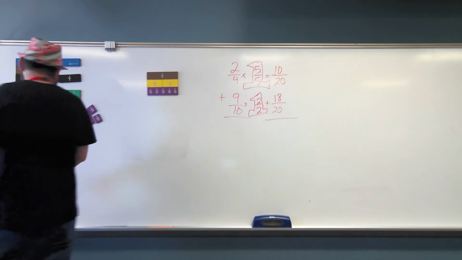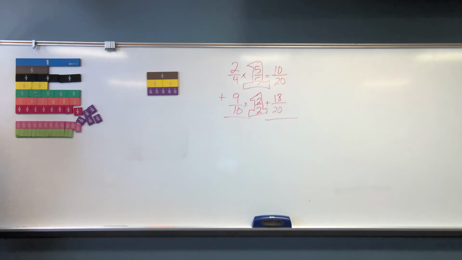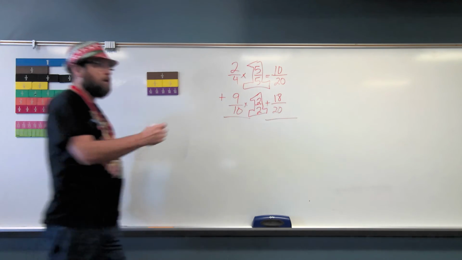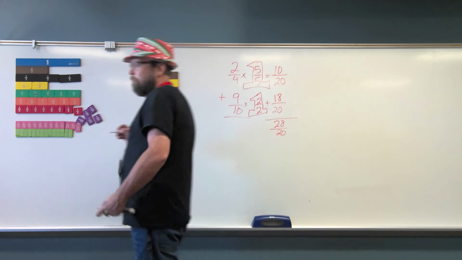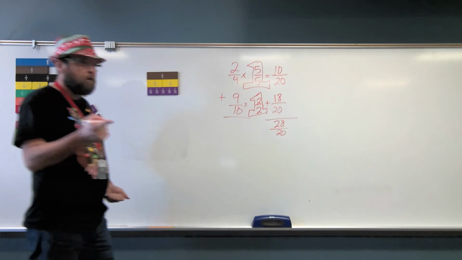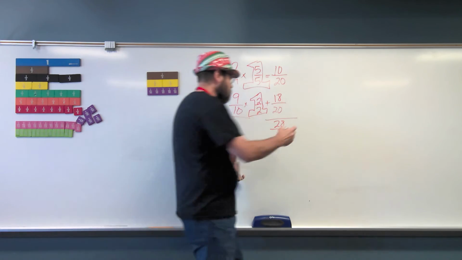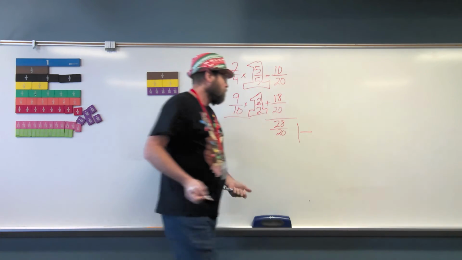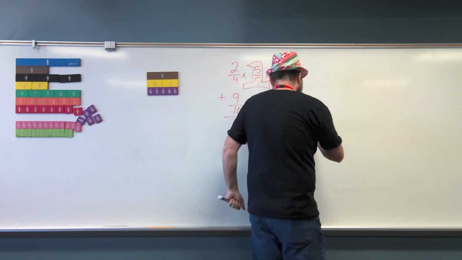Eva, greater than. Good. Eva, what is 10 plus 18? 28. So we have 28 20ths, which we said was greater than 1. So we know 20 is going to go into 28 how many times? 1. And then we're going to have 8 left over. So we get 1 and 8/20.